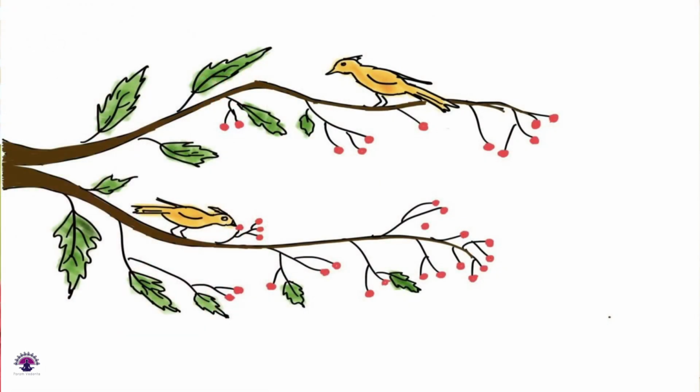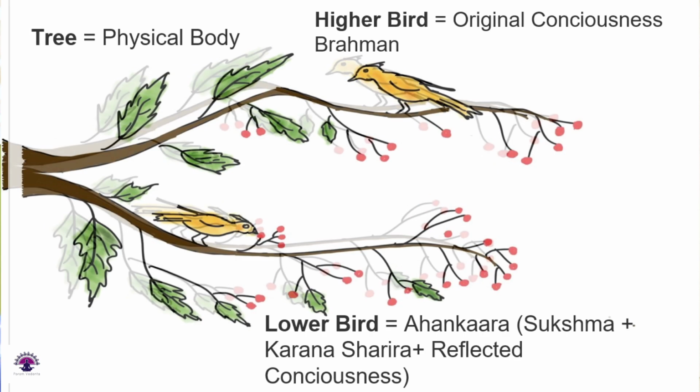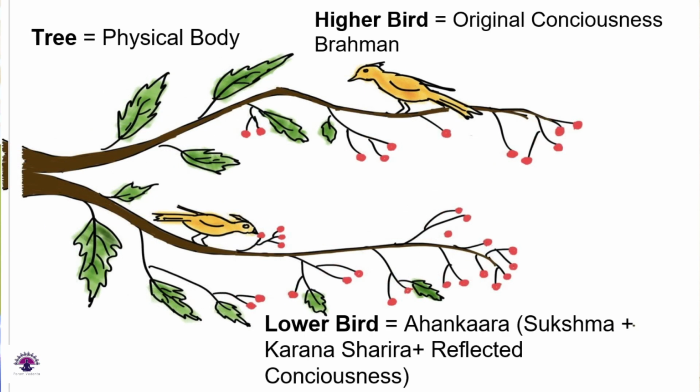Now this can come only through the study of Vedanta. In the Mundaka Upanishad, there is the example of two birds. And what are these two birds? There is one lower bird and one higher bird. Now the tree represents our physical body, and in this physical body there are two birds.